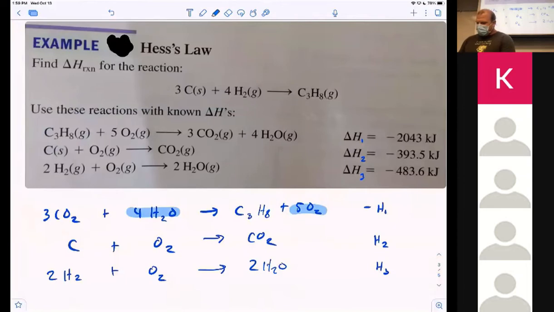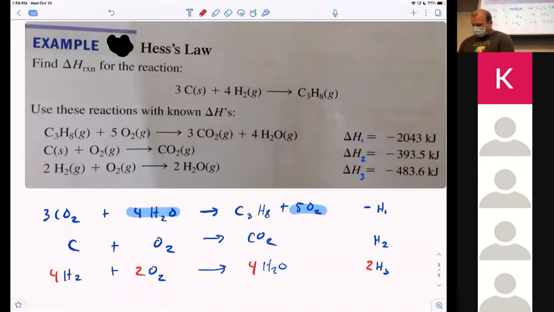Water is only on the bottom equation. So you can multiply the bottom equation by 2. And if you do that, you get 4, 2, 4, 2. So now these 4 waters, when you add them together, will cancel.